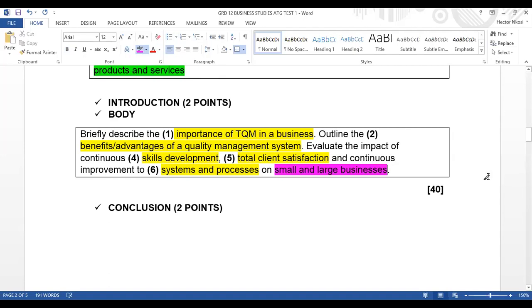You were supposed to do tables to compare, right? So you're going to answer it differently. Still in point form, but you must make a column for small businesses and a column for large businesses for each separate category. What else? The importance of TQM, you list the bullets. The benefits of the quality management system, you list the bullets. And also the skills development, your total client satisfaction, your systems and processes, and your small and large businesses.